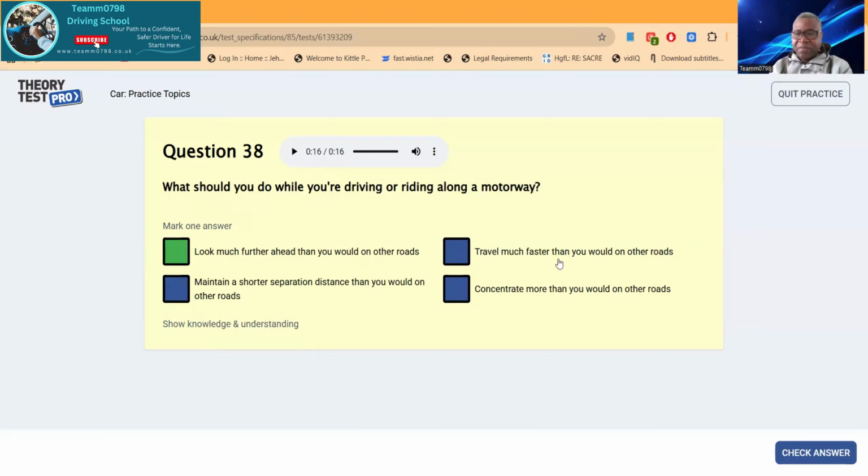Okay. Travel faster than you would on other roads. It's true you travel faster, but that is not the correct answer. Maintain a shorter separation distance. No, that's wrong. Okay. So concentrate more than you would on other roads. Okay. So it's between these two answers, but you should look much further ahead because you are carrying heavy speed. Okay. So you need to look much further ahead than you would on a normal road. Okay.